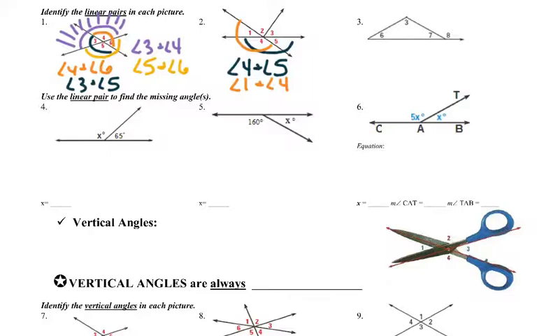There's only one linear pair in picture 3. Do you know which pair it is? Yes, and again, if I look for that sunrise and sunset, it would be angle 7 and angle 8. They make a linear pair.